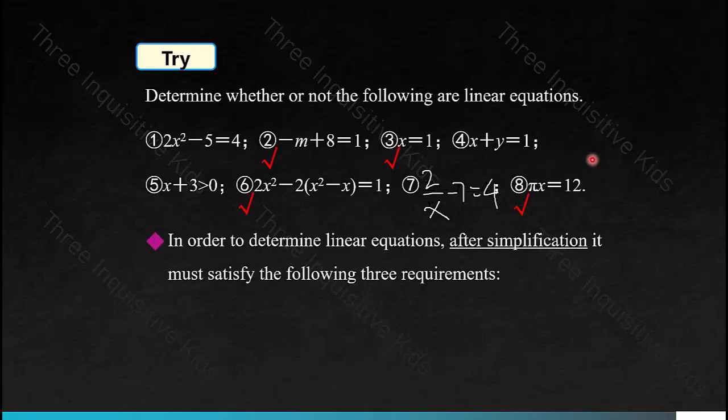So if you're determining whether an equation is linear or not, you'll first have to simplify it. Always simplify it first and then see if it satisfies the following three requirements. 1, it contains one variable. 2, it has a variable with an index of 1. And 3, it is a whole expression.